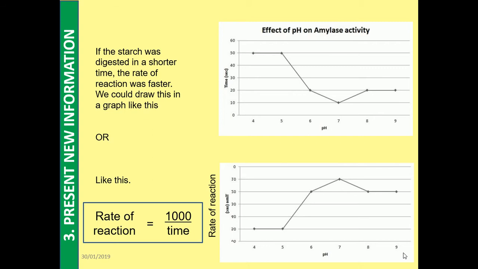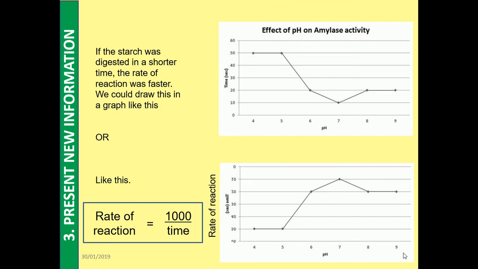Now, we can't just flip over a graph. That was just one way of showing how simply we can transfer that information. What we need to do is create a rate of reaction graph. So we look at the total number of seconds that it took to break down the starch. We do 1,000 divided by that time, and it gives us a rate of reaction value that we can then plot, and we will get a graph that looks like the bottom graph.